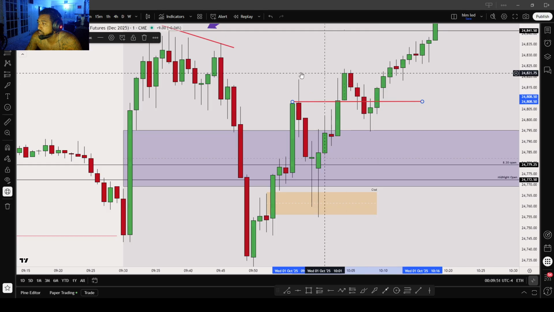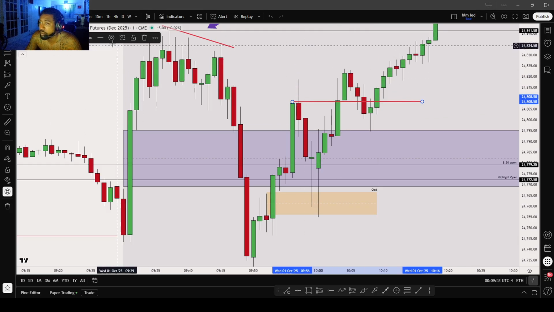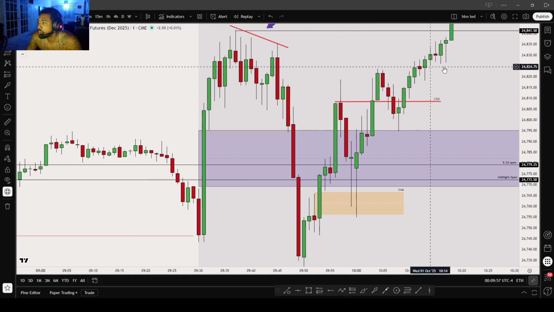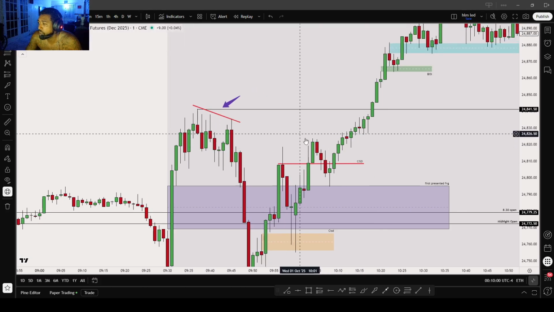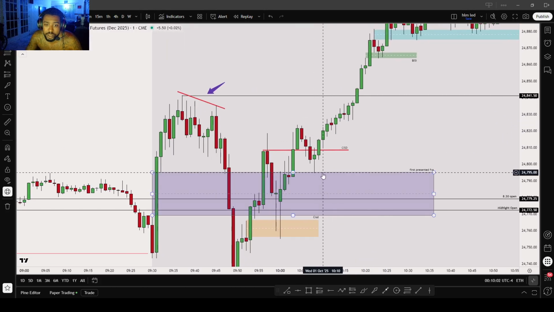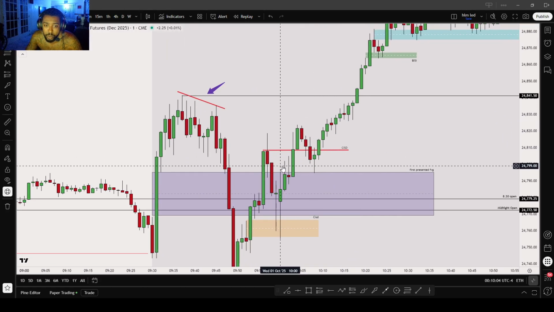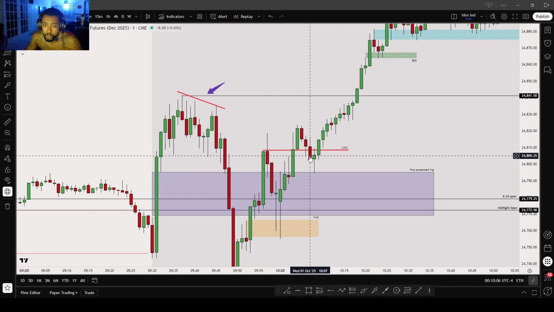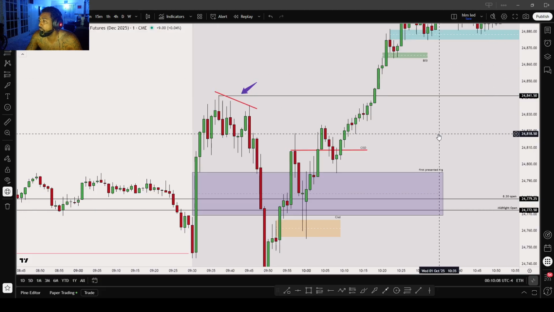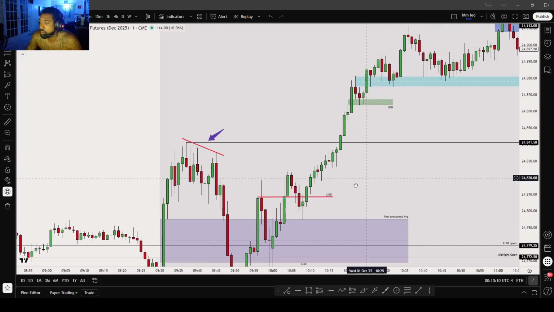Create a new change in the state right here. Once we close right here, right? Then we come back down, retest this first presented fair value gap, also coupled with this breaker right here. I'm sorry, it's a breaker, coupled with this order block, changing the state. And then after that, we get the rally above.